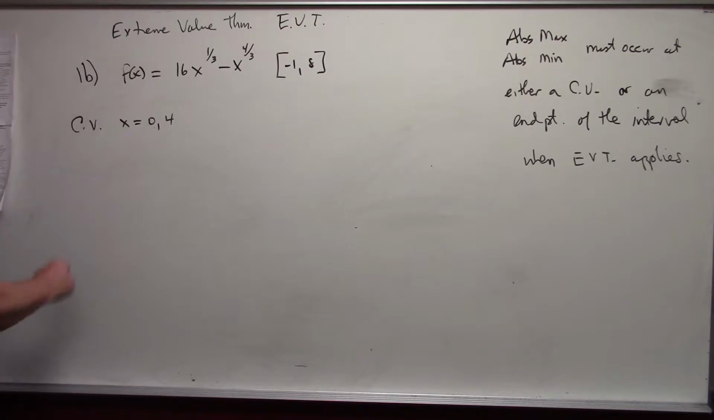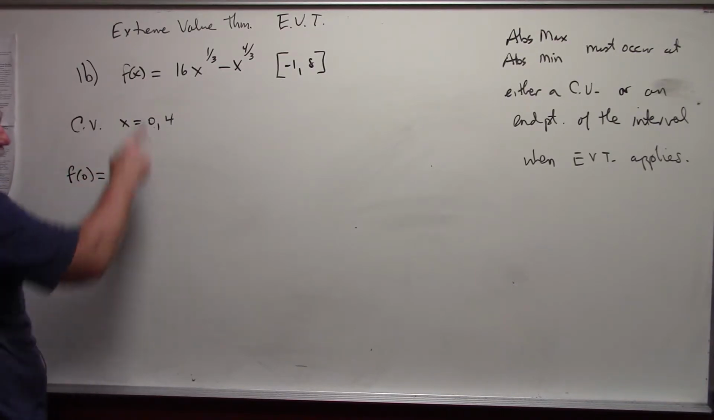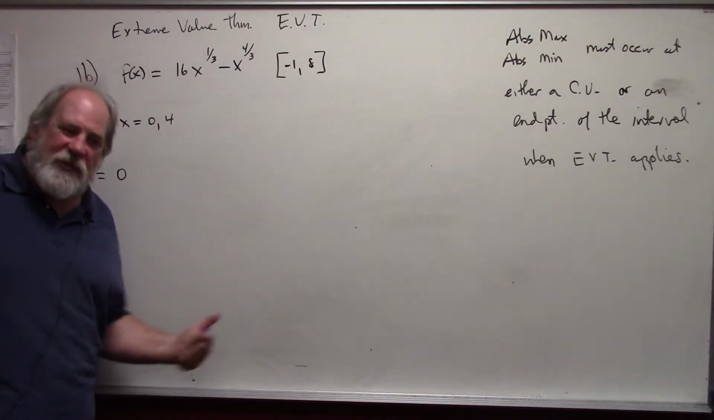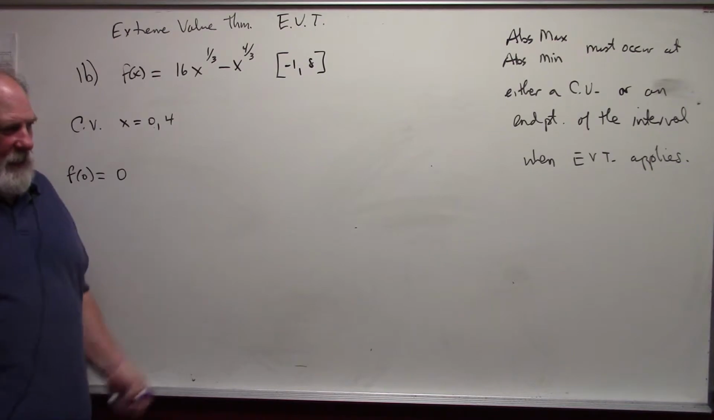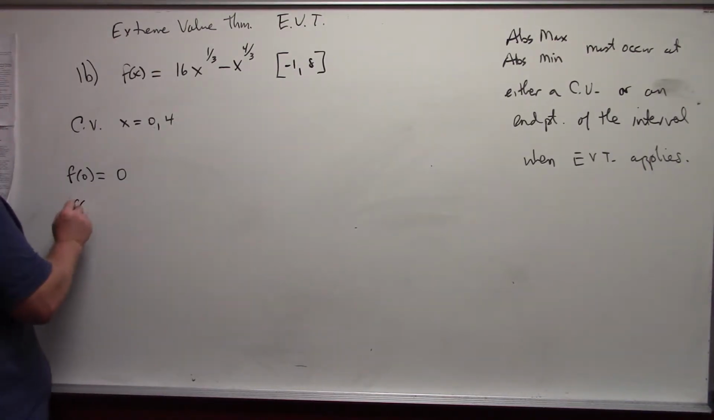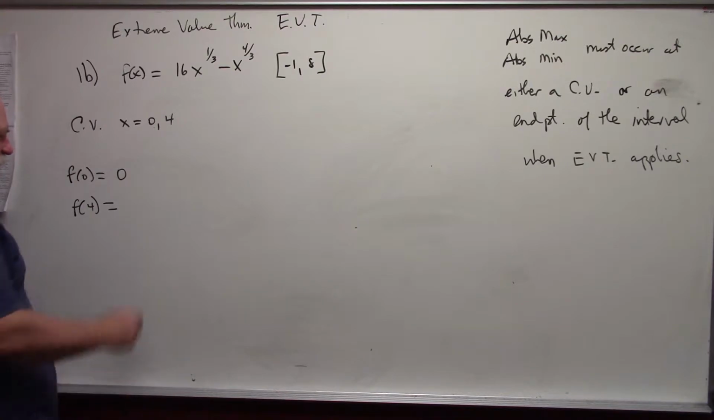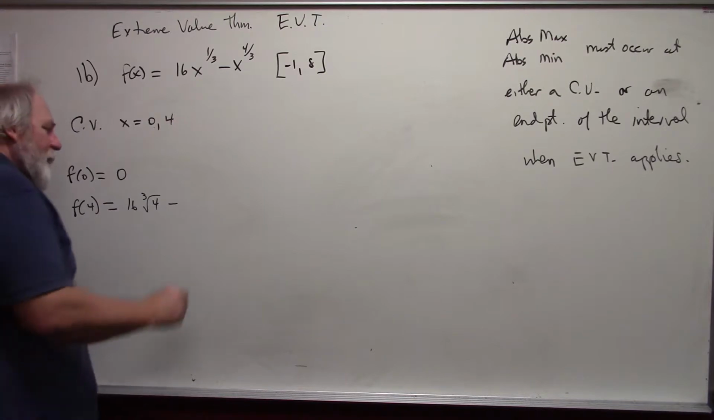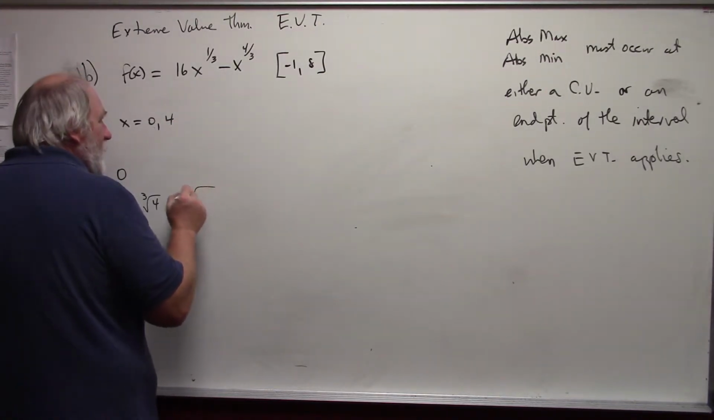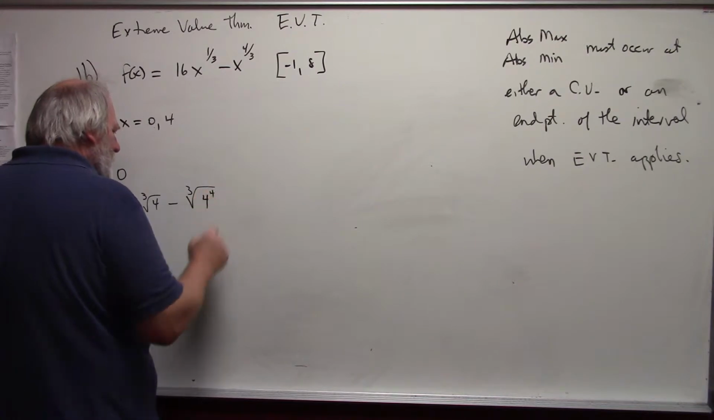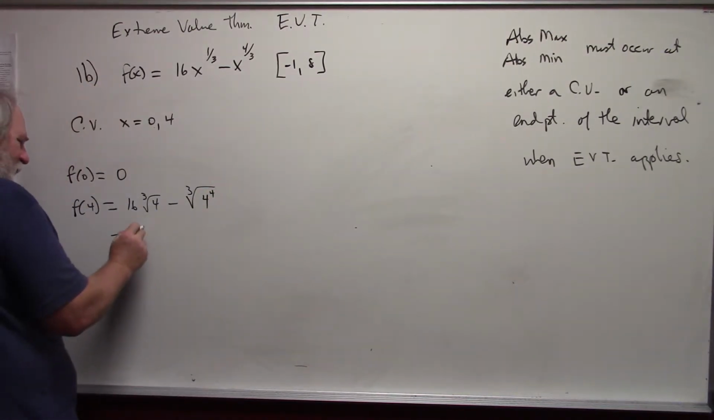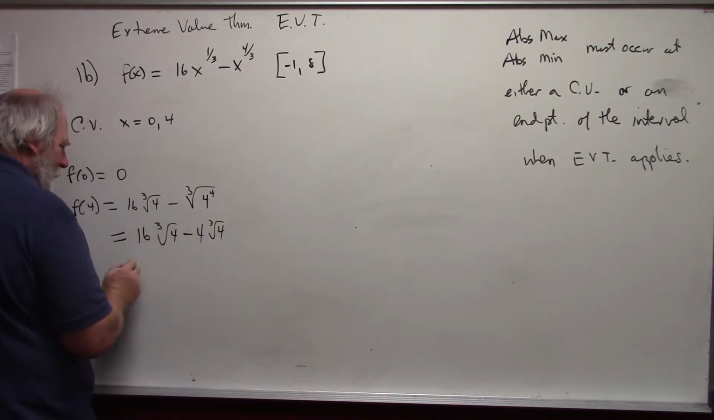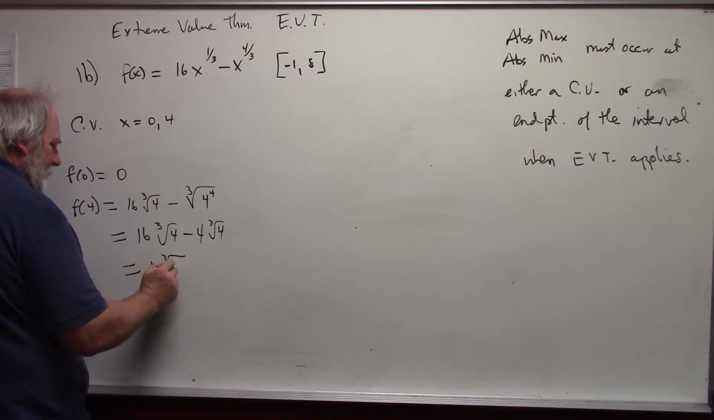So f of 0 is just going to be 0. Notice here I am substituting these back into the original function, not the derivative function. f of 4 is going to be 16 times the cube root of 4 minus the cube root of 4 to the 4th, which, using some algebra, is 16 cube roots of 4 minus 4 cube roots of 4, or 12 cube roots of 4.